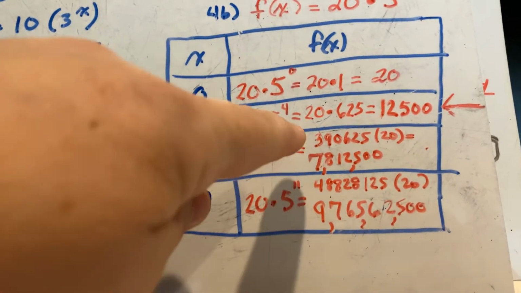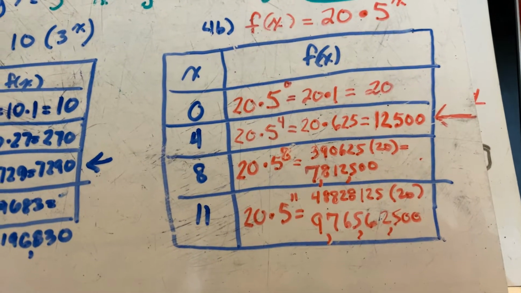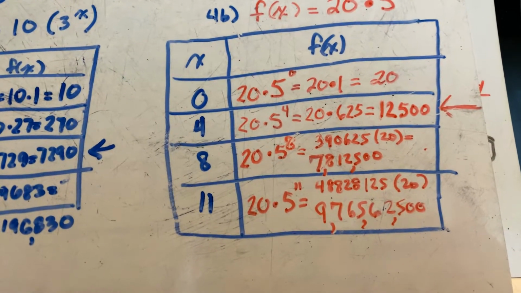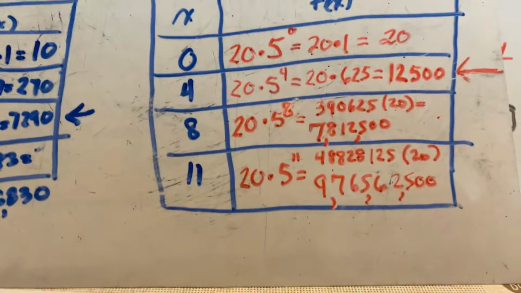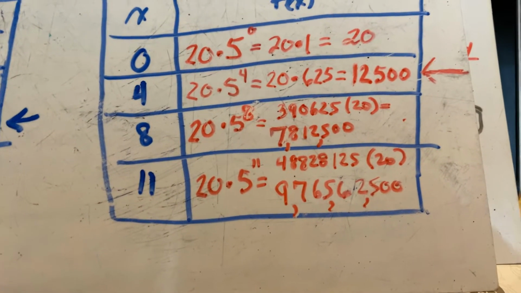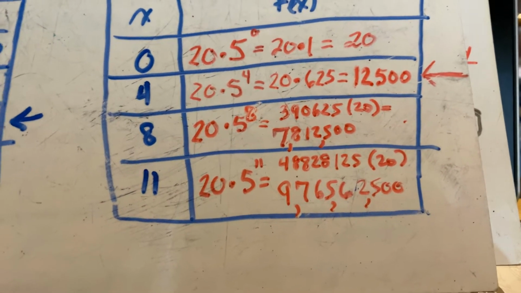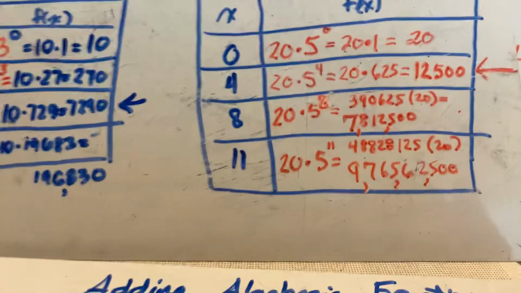When x is 8, I get 5 to the 8th power, which is 390,625. You multiply that by 20, there's your net result. And when x is 11, 5 to the 11th power, nice big number there. We have 48,828,125, which you then multiply by 20.